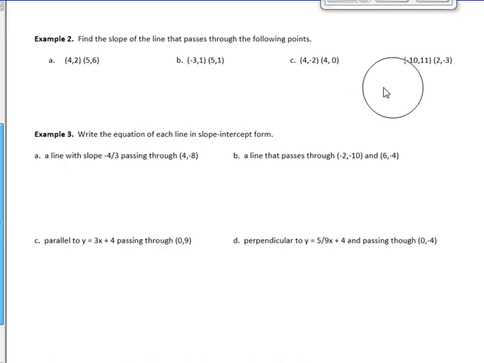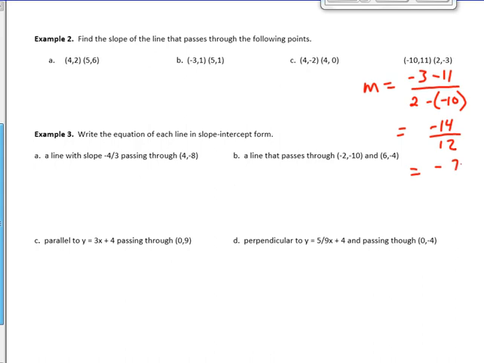And finally, using that equation again, we've got negative 3 minus 11 over 2 minus negative 10. Negative 3 minus 11 is negative 14. 2 minus negative 10 is 12. I can reduce that. 2 goes into both of those, so I get negative 7 over 6 for the slope of these final 2 points.